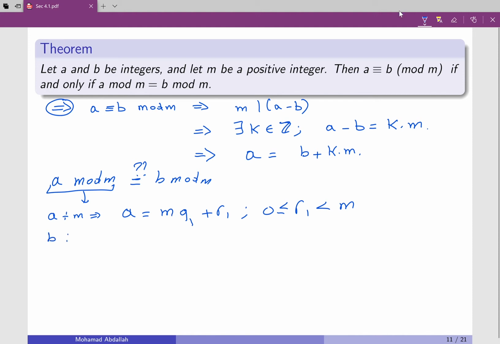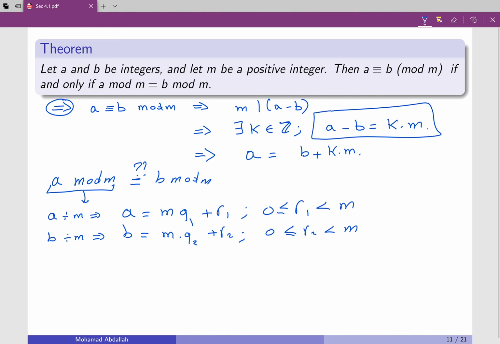And when I divide B by M, this means that B is equal to M multiplied by some quotient Q2 plus some remainder R2. Again here, I have this restriction, so that R2 is between 0 and M. Now, I know that M divides A minus B, or I know that A is equal to B plus KM. I can use any of these two. So let's look at M divides A minus B. So A minus B equals K times M.